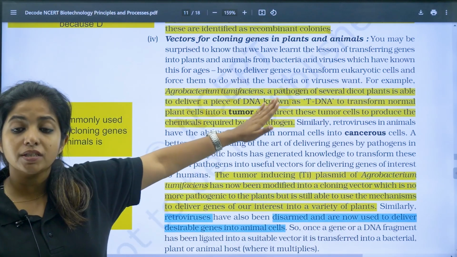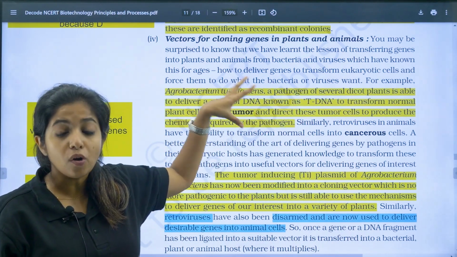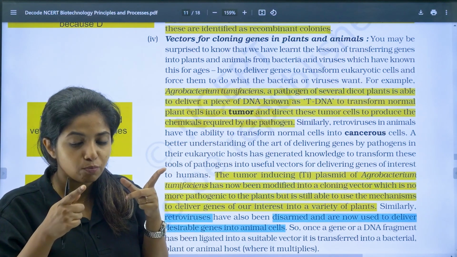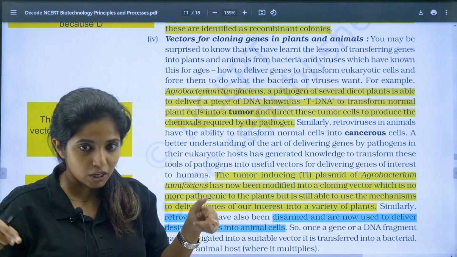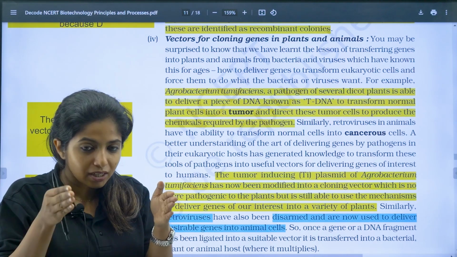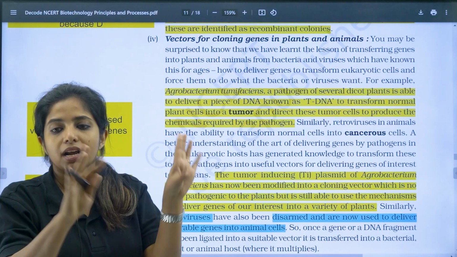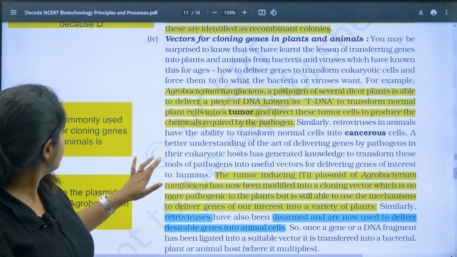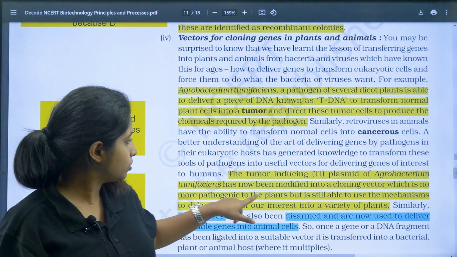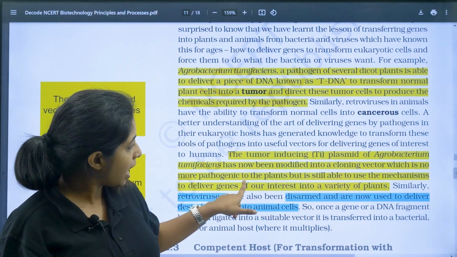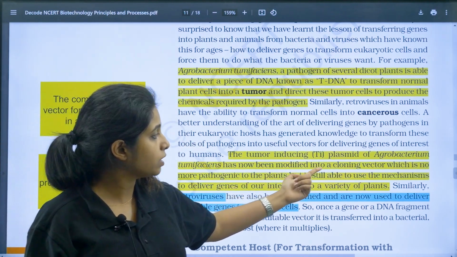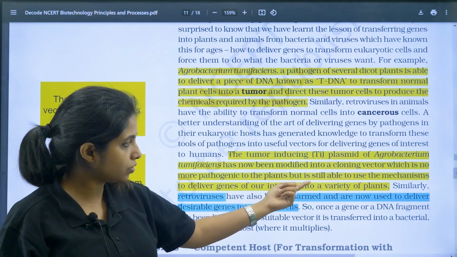So Agrobacterium tumefaciens is a pathogen for plants, but it is also going to act like a vector only if it is disarmed. Disarmed as in I am removing the transfer DNA within the plasmid. The plasmid is known as TI plasmid, tumor inducing plasmid, because it has a transfer DNA. I cut the transfer DNA and put my gene of interest and ask them to work. In that way they will be normal. So the tumor inducing plasmid has now been disarmed and modified into a cloning vector, which is no more pathogenic to the plants but is still able to use its mechanism to deliver genes of interest into a variety of plants.